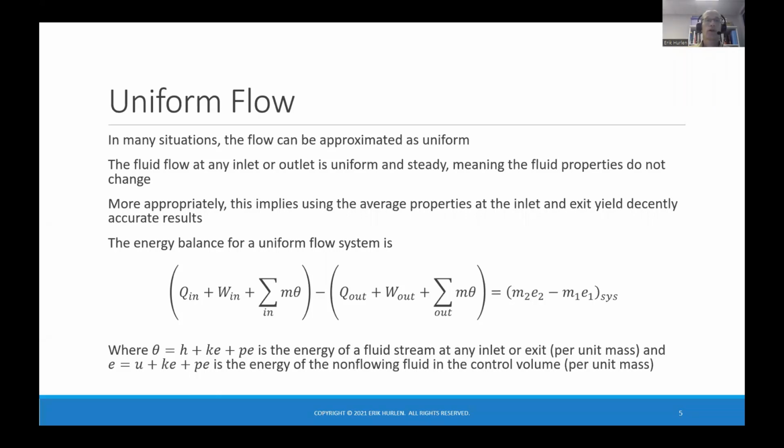There are, however, a couple situations where we can simplify the analysis somewhat. One of these is uniform flow. In these situations, the fluid properties do not change at the inlet or outlet. Then we can use the average properties at the inlet and outlet to simplify the analysis. We then have conservation of energy, taking into account everything coming in, heat, work, and flow energies, all the same terms coming out, as well as the changes of energy inside the system, as seen here.